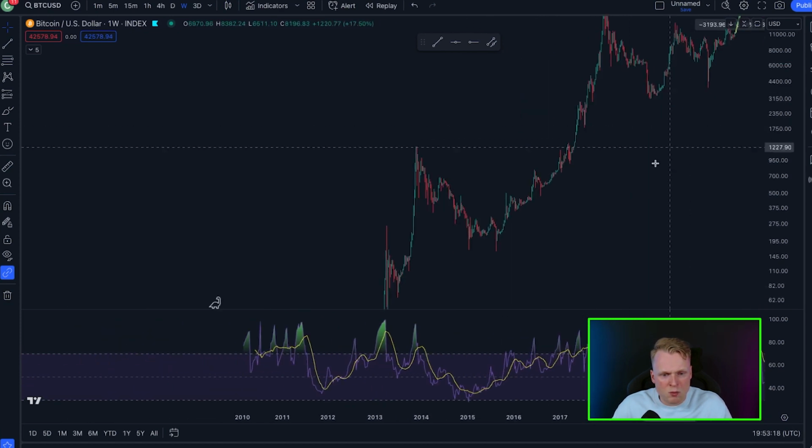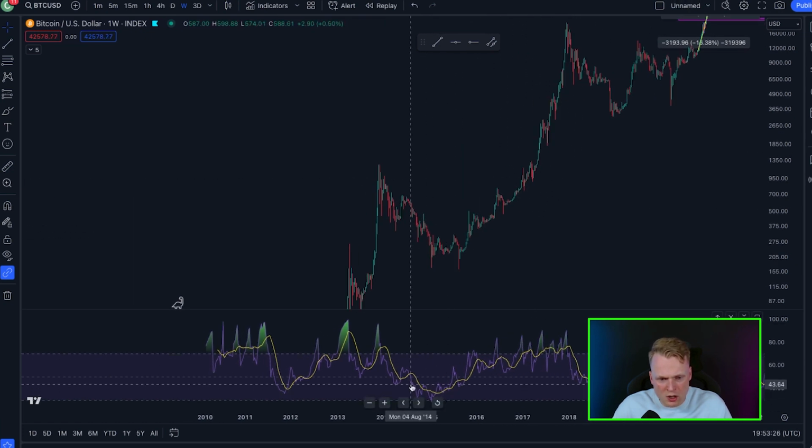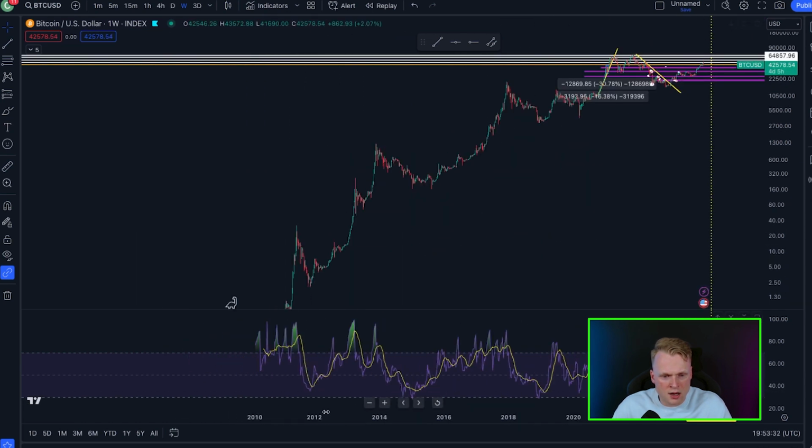And the same when we go back to 2017 and 2018, we can see exactly the same. When we bought Bitcoin in the period here, at the bottom of the RSI, when it was oversold, we bought exactly the bottom of the previous cycle. Again, here in this area, the bottom of the previous cycle. And this is something interesting that you can keep in mind with the RSI.